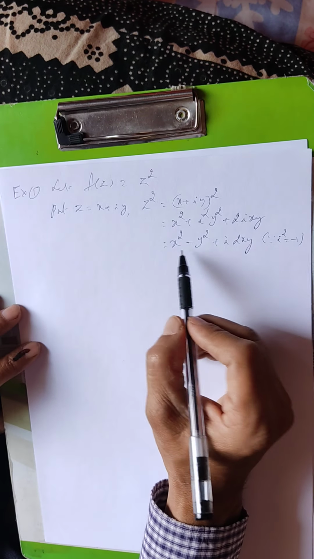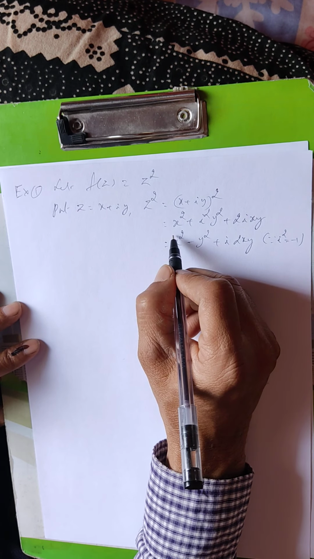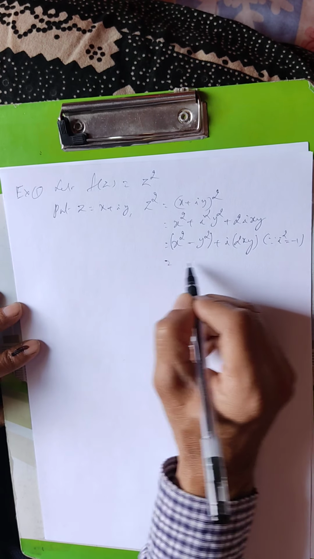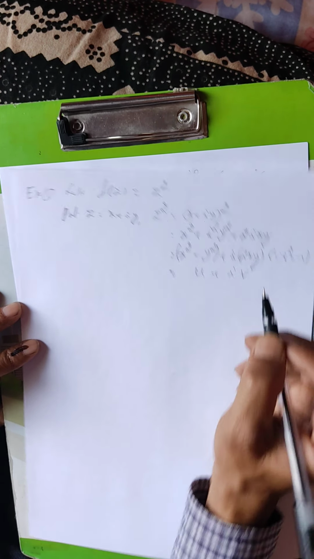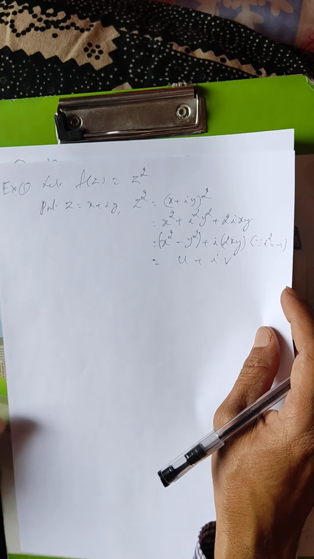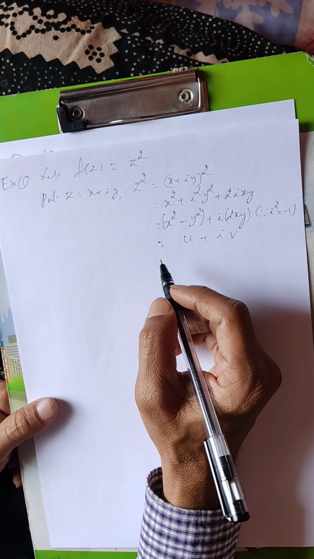So x² − y² + i(2xy). So you can separate the real and imaginary parts here, that is in the form of u + iv, where u = x² − y² and v = 2xy. So that is in Cartesian form.